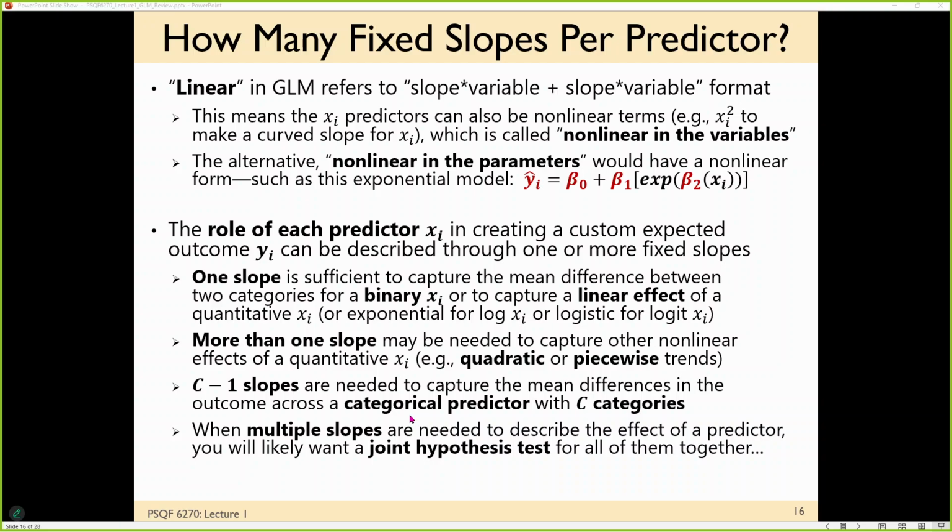Yes, sir. 2 questions. Hit me. When you talk about multiple slopes, is that multiple formulas or just all combined in one algebraic formula? Great question. Multiple slopes within 1 model.